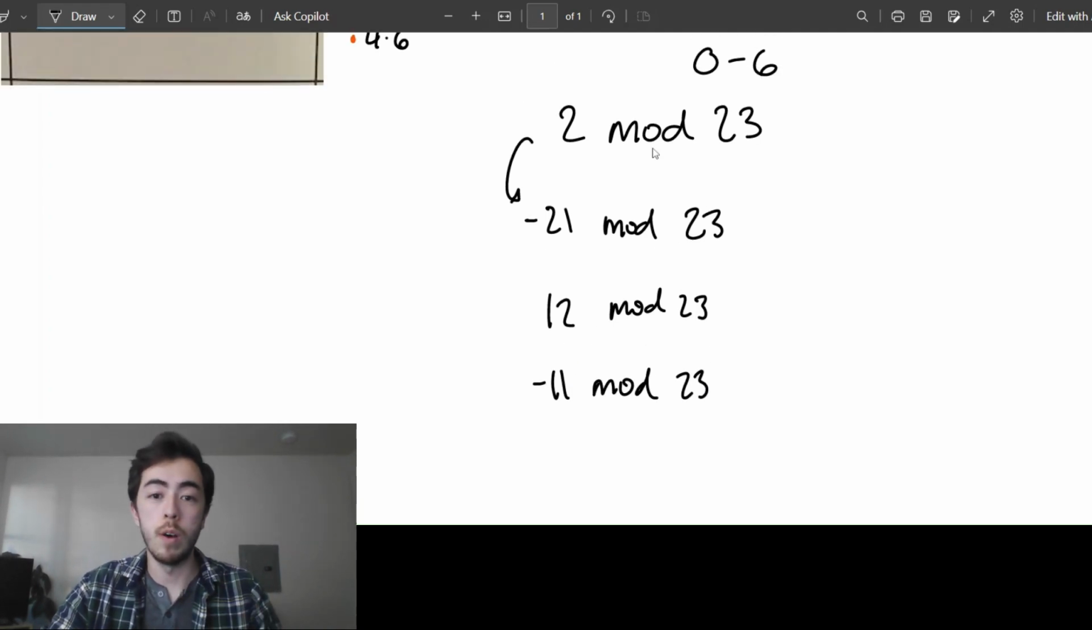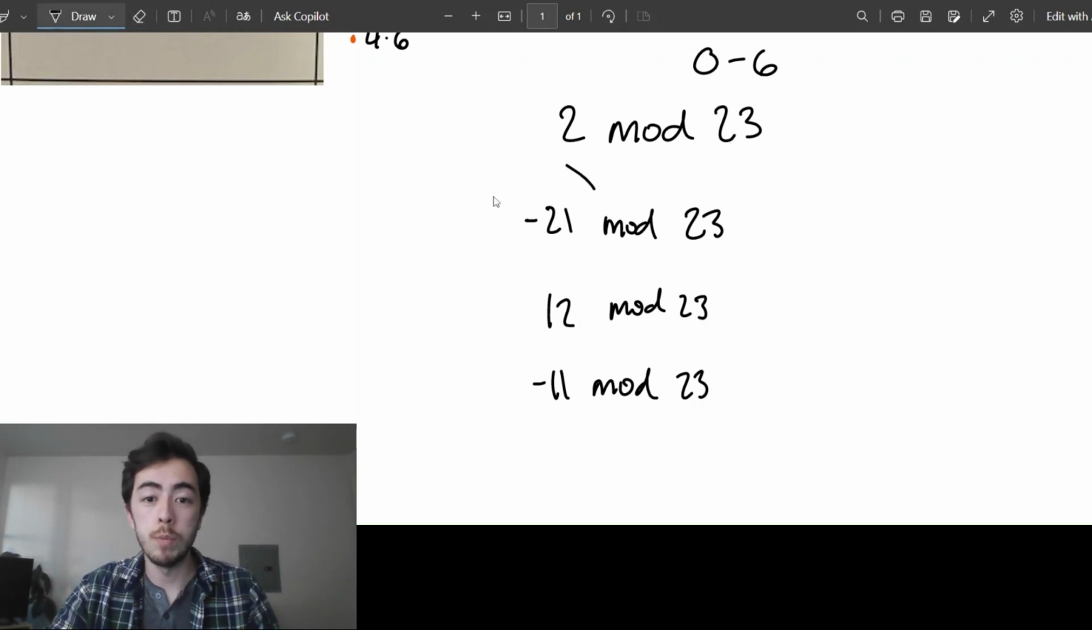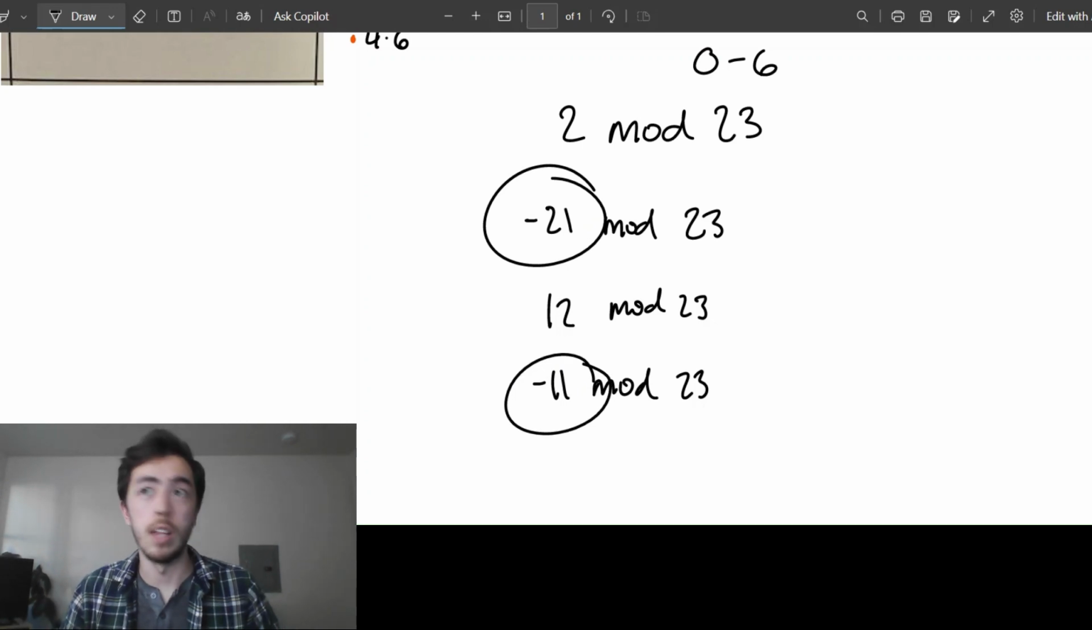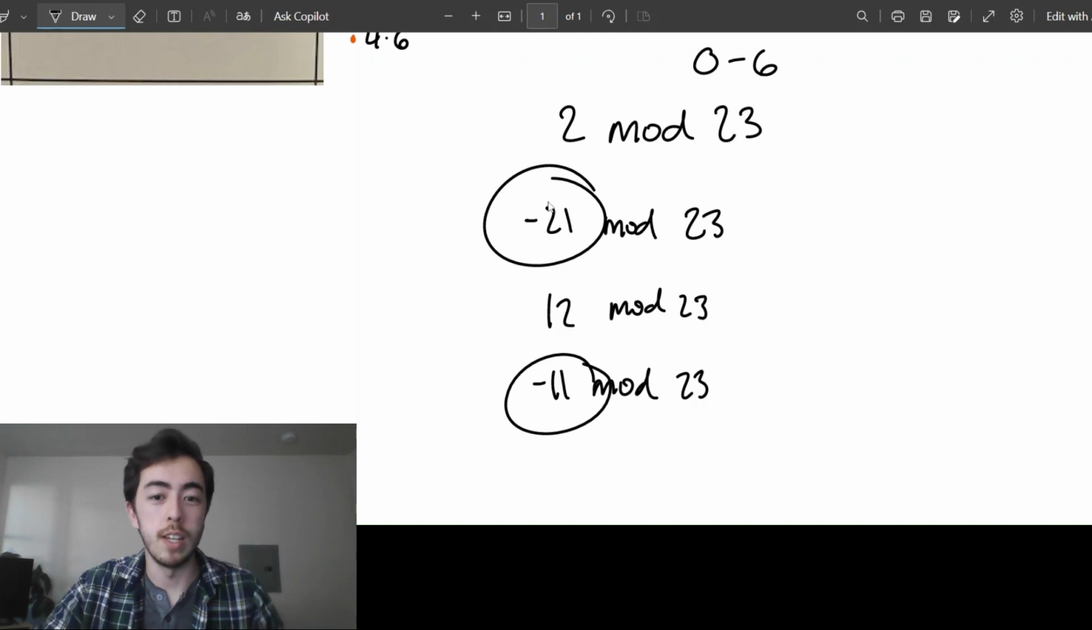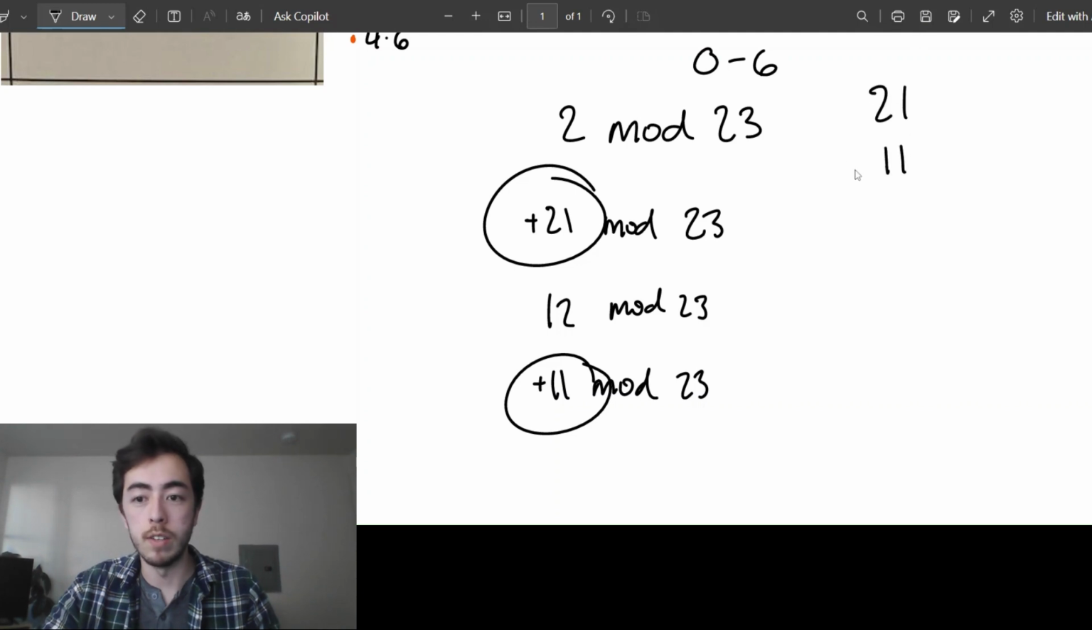And we both know that doing 2 times 12 is going to return us a 1 in this mod 23 system. So it should make sense that -21 times -11 will also do the same. But then it should make sense that +21 and +11 are also going to do the same thing. So let's show that this is actually the case. Let's multiply 21 and 11.